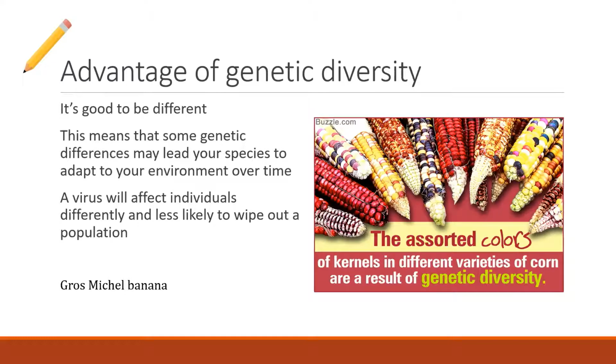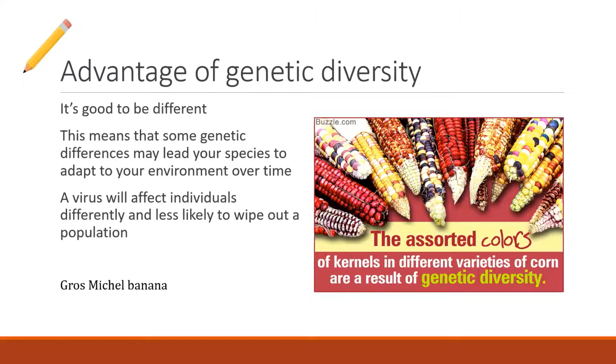Another good reason is a virus will affect individuals differently and is less likely to wipe out a population. That is a big thing. So for example, let's just say a virus or a disease comes out and completely wipes out one particular type of organism. If all of the organisms are exactly the same, then it will kill the whole population. But if some of them are a little bit different, then some might be resistant to a particular disease. So that's another way that you can evolve.